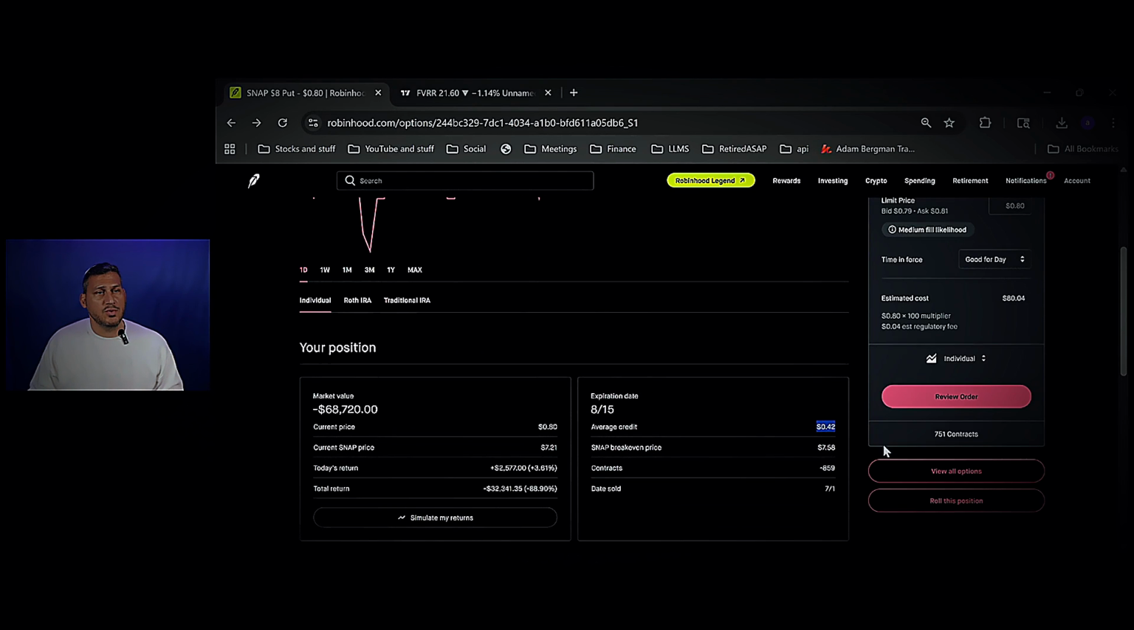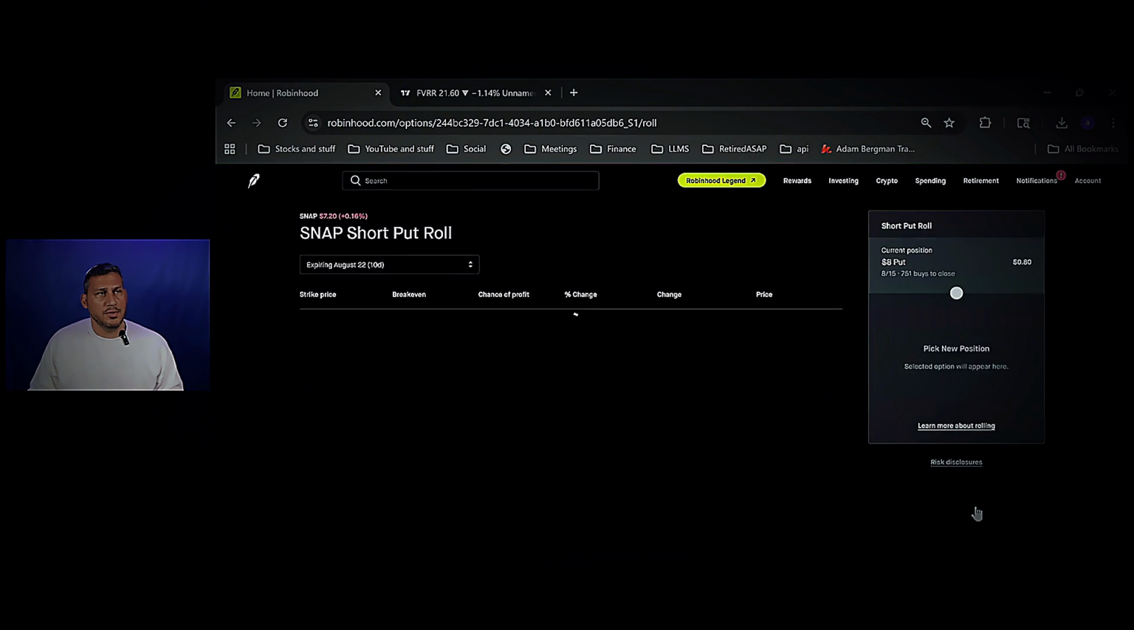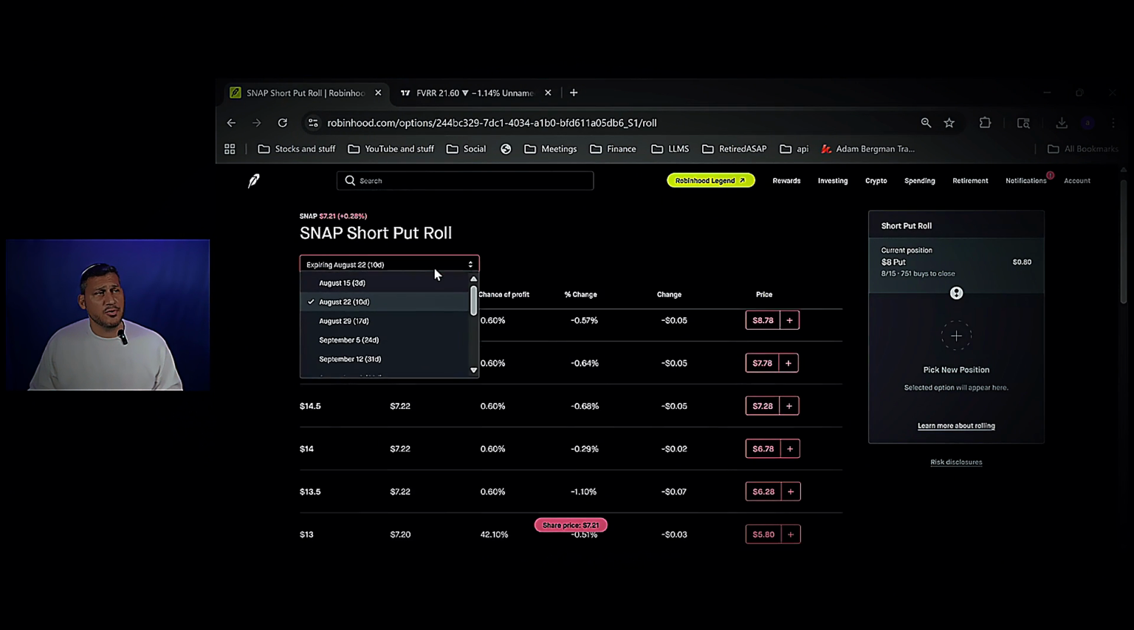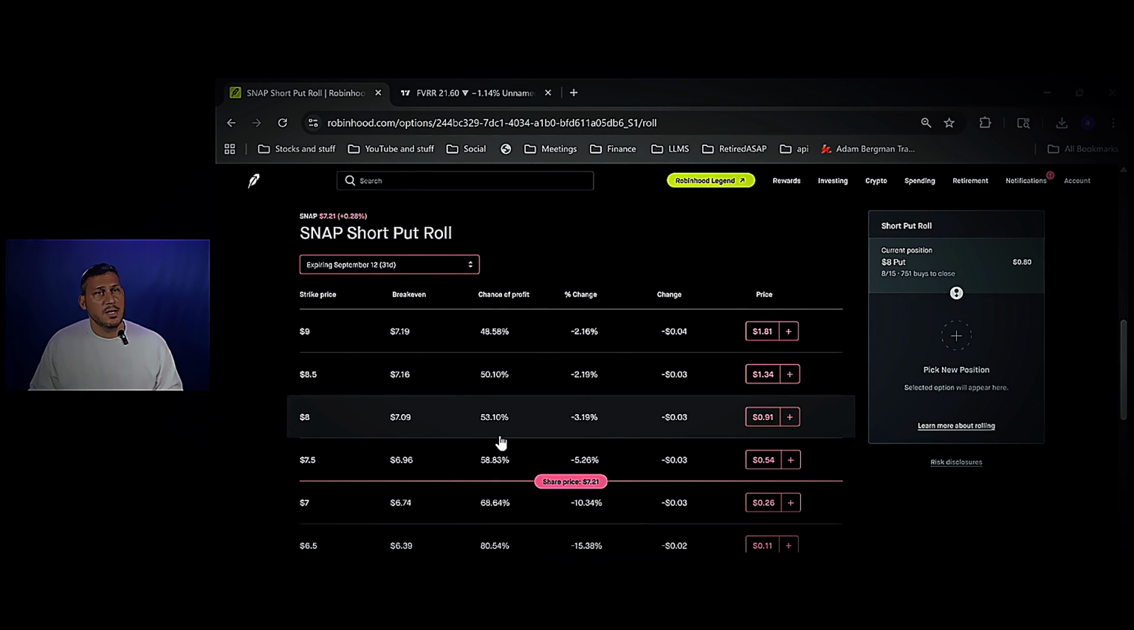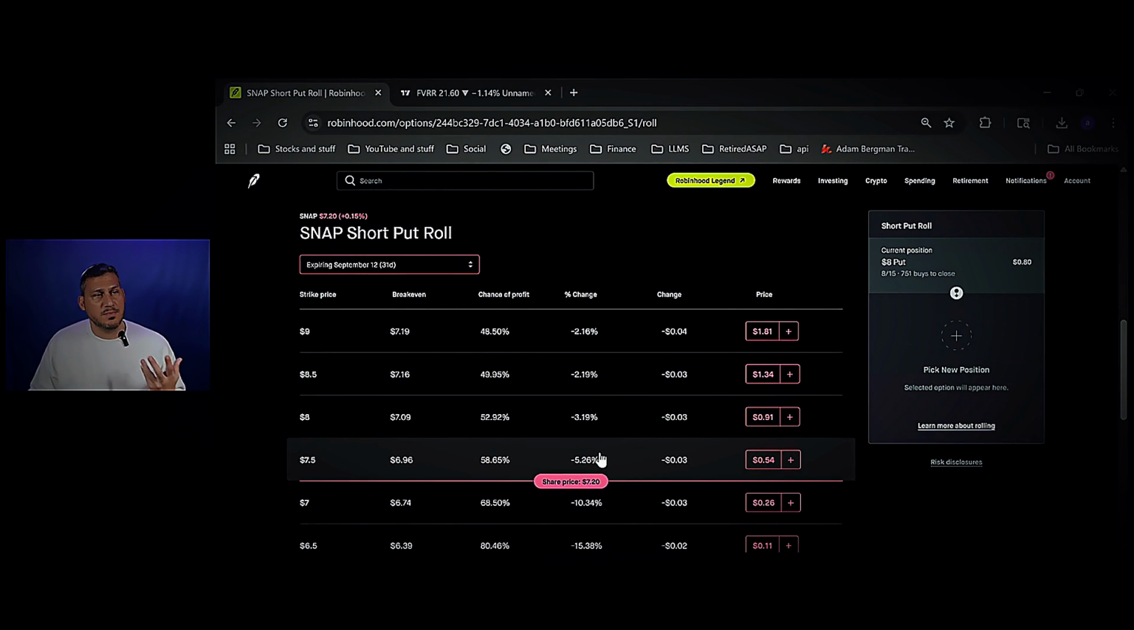To roll it, all you're going to have to do is press this little button right here, roll this position. And it's not going to be a great roll, but it's going to be a roll nonetheless. I'm going to roll 4 weeks out. This expires August 15th. I'm going to go 1, 2, 3, 4 to September 12th. Very easy. I'm going to look at what covers this play.